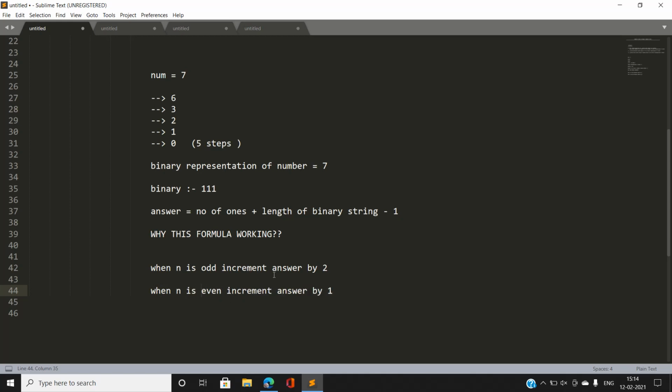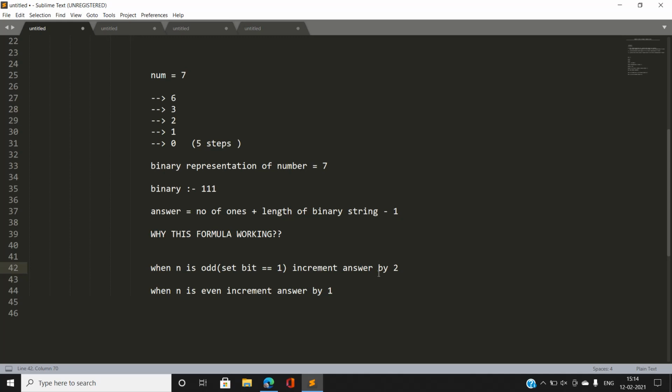So why this approach is working, as I've already told you: when n is odd, it is going to be represented by set bit equal to 1, that is, the number of ones in the binary representation of the number. Here you can see 3. So when n is odd, as here I have encountered 3, I have to increment my answer by 2, because one step would be reducing the number by 1, and the other step would be dividing the number by 2.